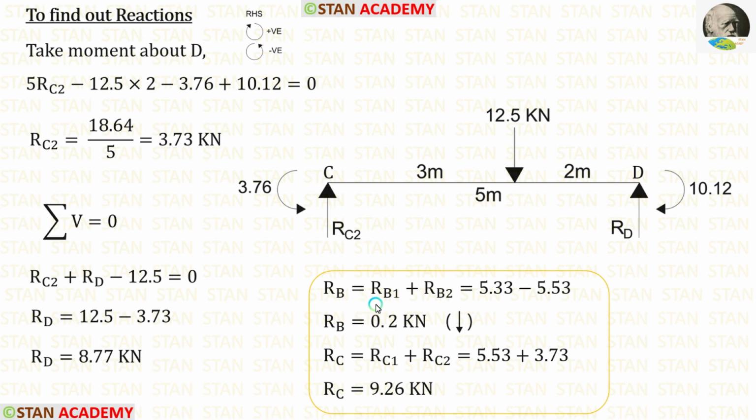In the point B, we have calculated the reaction two times. Let us add both of them. After adding, we are getting 0.2 kN. For RB, we got a negative value. That means it is acting downwards. For RC also, we have calculated the reaction two times. Let us add the values. After adding, for RC, we are getting 9.26 kN.